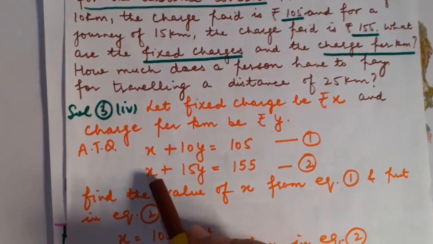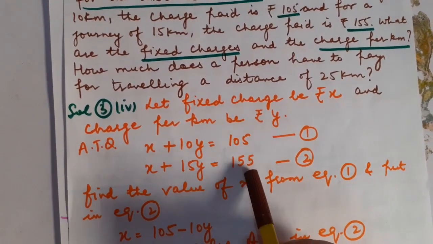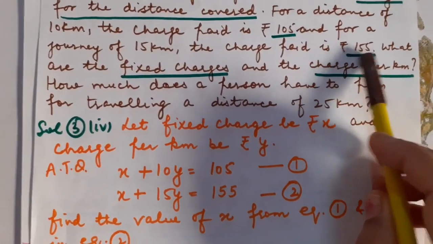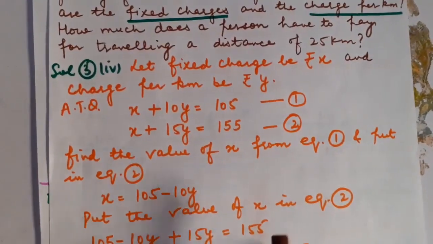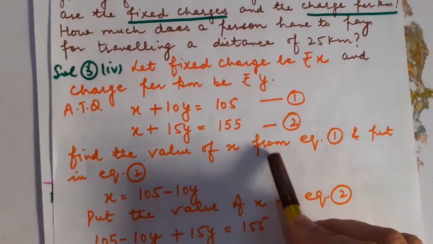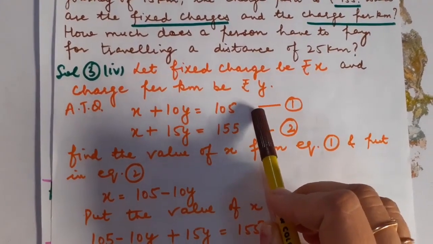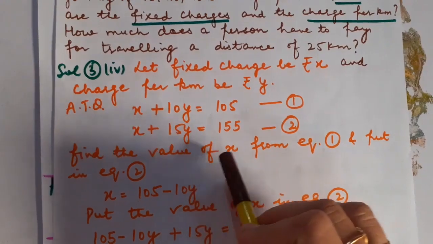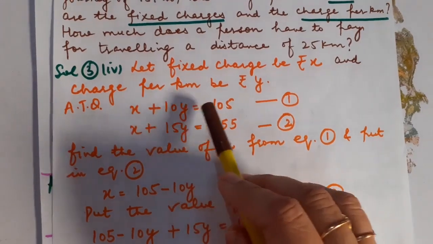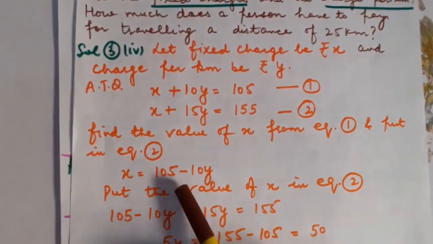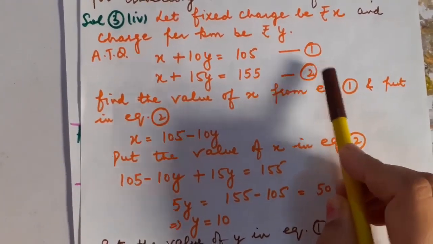And of course the fixed charge will also be paid. So the next equation will be x plus 15y is equal to 155. This is the total charge given in the question, 155. Correct? For covering a distance of 15 kilometer. Now again I am going to adopt the substitution method. You know very well. You have to calculate the value of any of the variable present in any of the equations. So find the value of x from equation number 1 and put it in equation number 2. So x is equal to 105 minus 10y. Getting? This value I am going to put in which equation? In equation number 2.